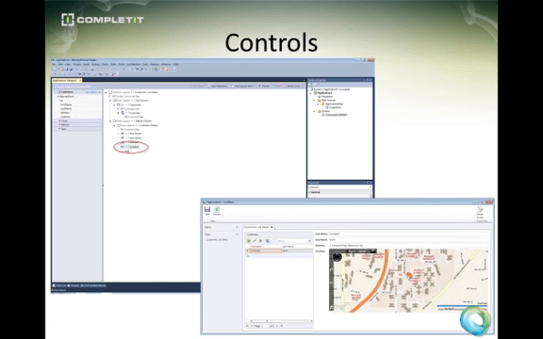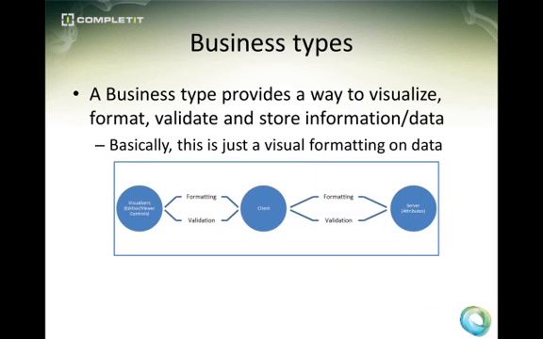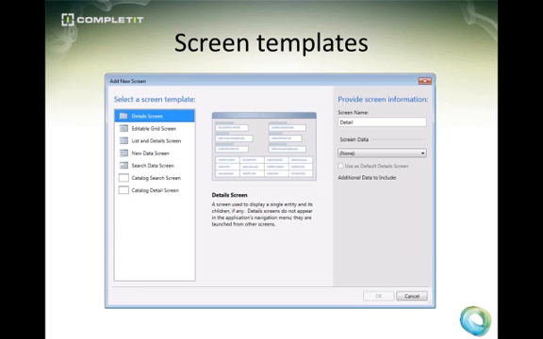Controls, for example, I'm going to show you that one live. A Bing map control allows me, instead of showing an address just as text, to show it on a map. Business types, as mentioned, are just like an extra validation or formatting layer. I can create custom business types for my application. A screen template: you see here at the bottom there is a catalog search screen and a catalog detail screen, which are new types of screen templates.